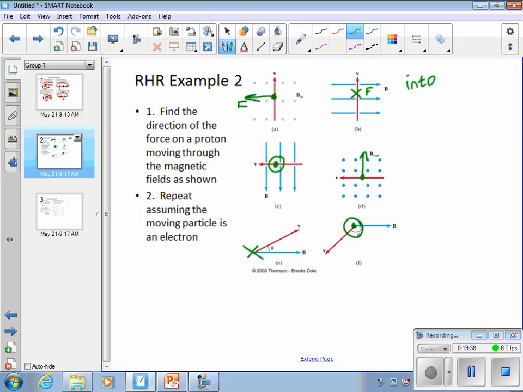Dot. Little circle. Make it happy. Okay. Now that was all part A, or part 1, or number 1, I guess. Number 2, repeat, assuming the moving particle is an electron. Is that going to matter? Heck yeah, it will. Positive charge versus negative charge, that will mean a difference. What do I do here?